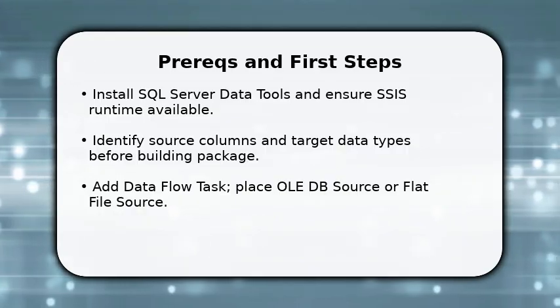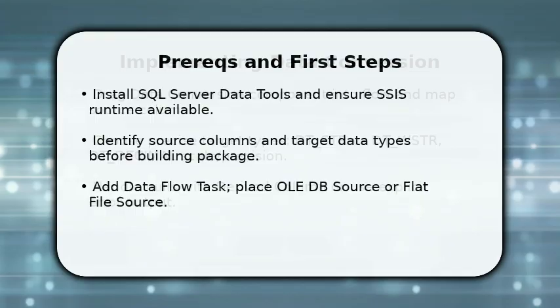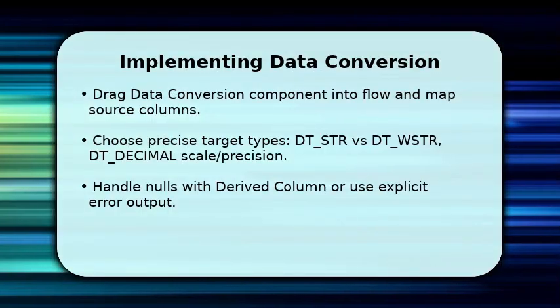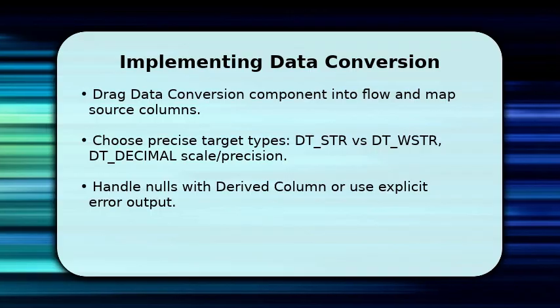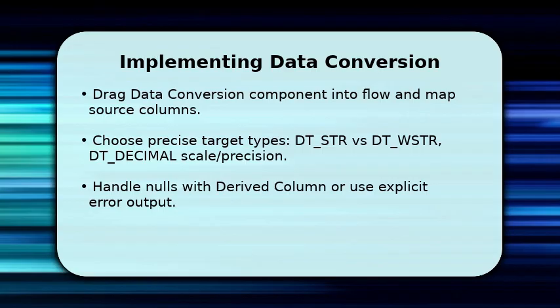Drag the data conversion component into the flow and connect your source. Map each source column to a new output column, selecting exact target types: DT_STR versus DT_WSTR for strings, DT_DECIMAL with explicit precision and scale for numbers. Once mapped, inspect advanced properties and set code page where needed.